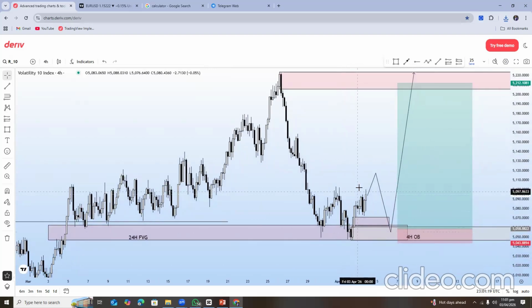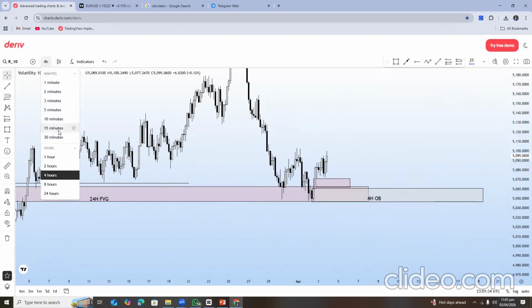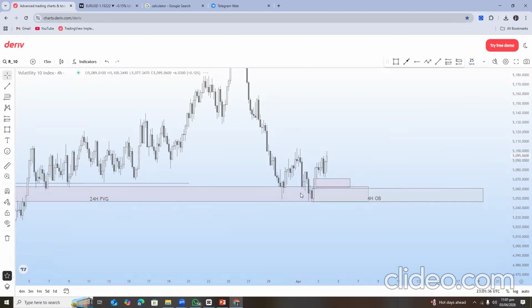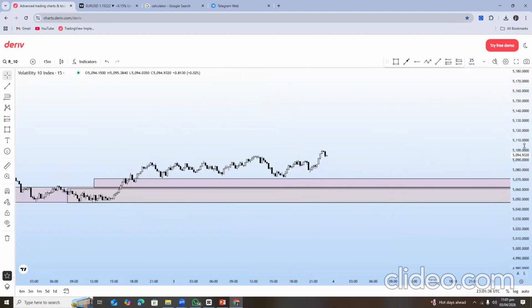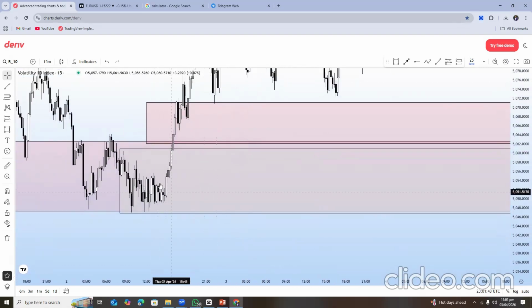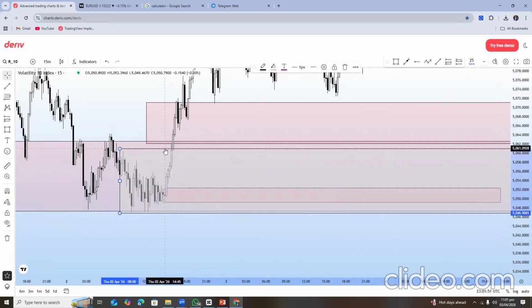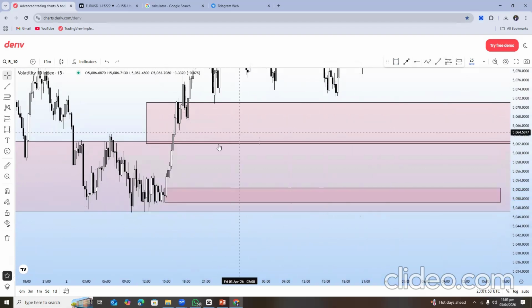Remember, if you want to break it down further, when it trades back into this block, you can go to 15 minutes to see. Let's see if we will have maybe a fair value gap or another block within it. Yeah, there is one on the 15 minutes time frame. Let me clear this one so I don't confuse you.